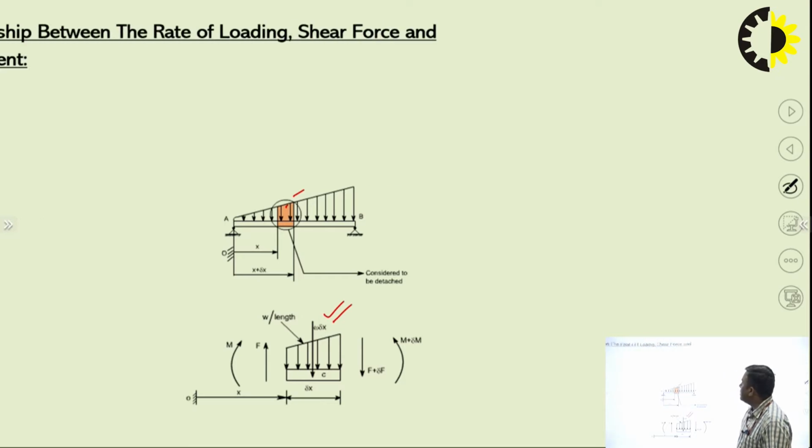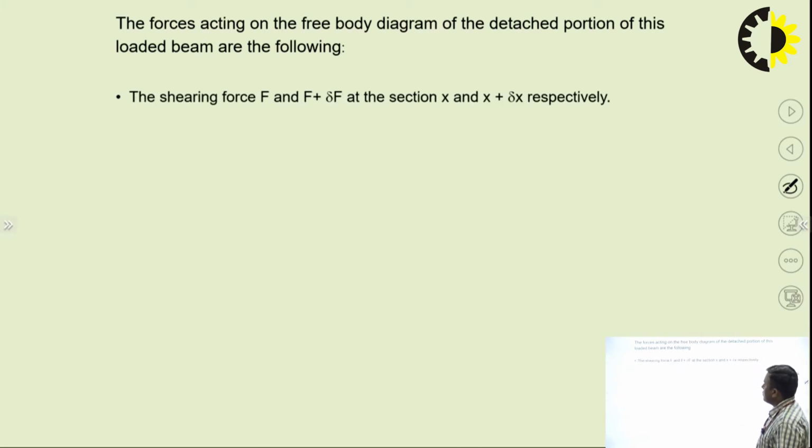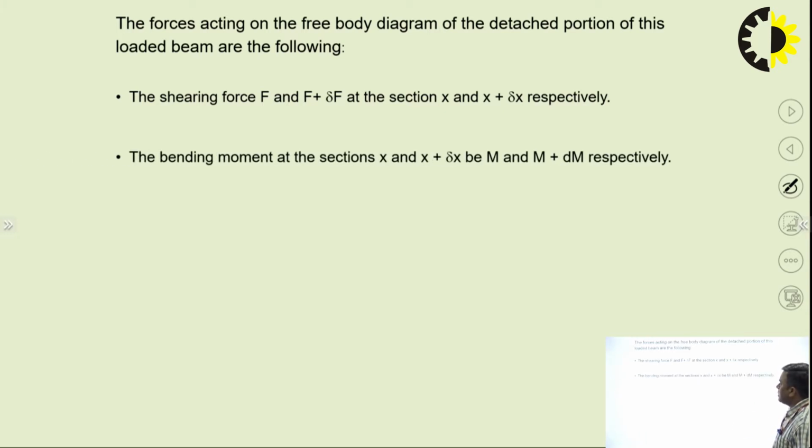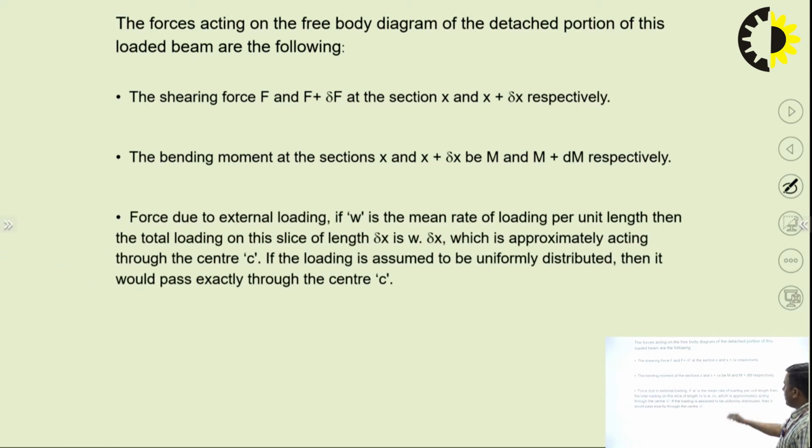Now I will be writing the equation for this. The forces acting on the free body diagram can be shown like this. The shear force F and F plus delta F at the distance x and x plus delta x respectively. The bending moments at x and x plus delta x are M and M plus delta M. Force due to external loading: if W is the mean rate of loading per unit length, I already told that the small portion of dx is taken as a UDL. So W delta x will be a single point load representing that delta x length load, and it will pass through center C.